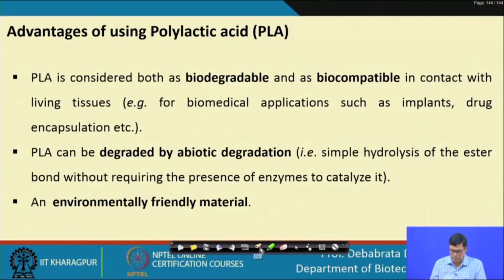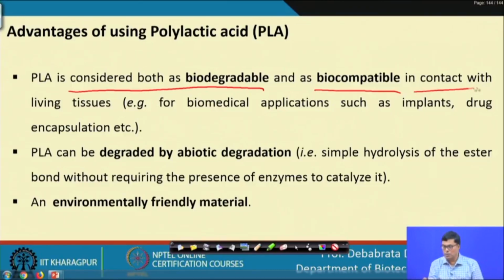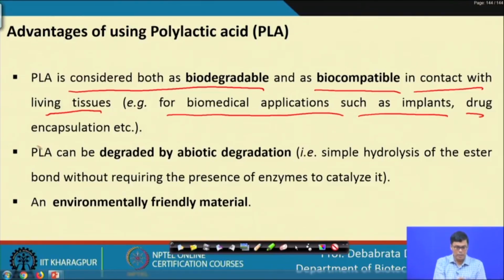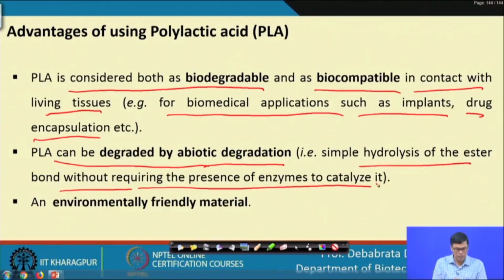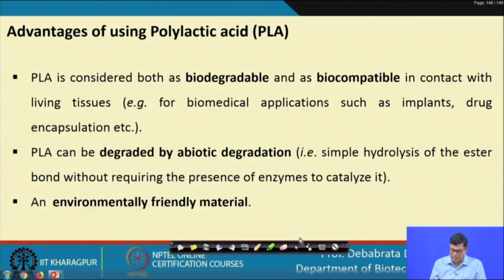Now PLA is considered both biodegradable and biocompatible in contact with living tissues, and used for biomedical applications such as implants and drug encapsulation, etc. As I pointed out, polylactic acid is largely used in the medical sector. PLA can be degraded by abiotic degradation, simple hydrolysis of the ester bonds, without requiring the presence of an enzyme to catalyze it, and it is an environmentally friendly material. So this is the advantage of using polylactic acid.